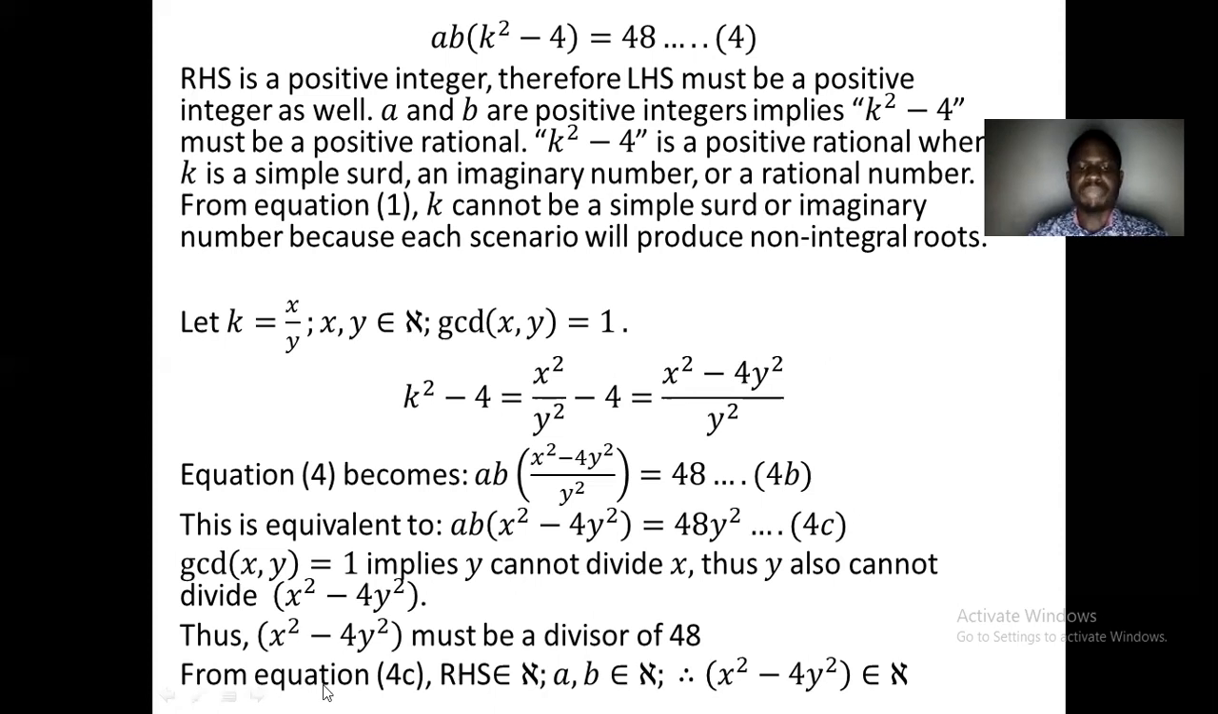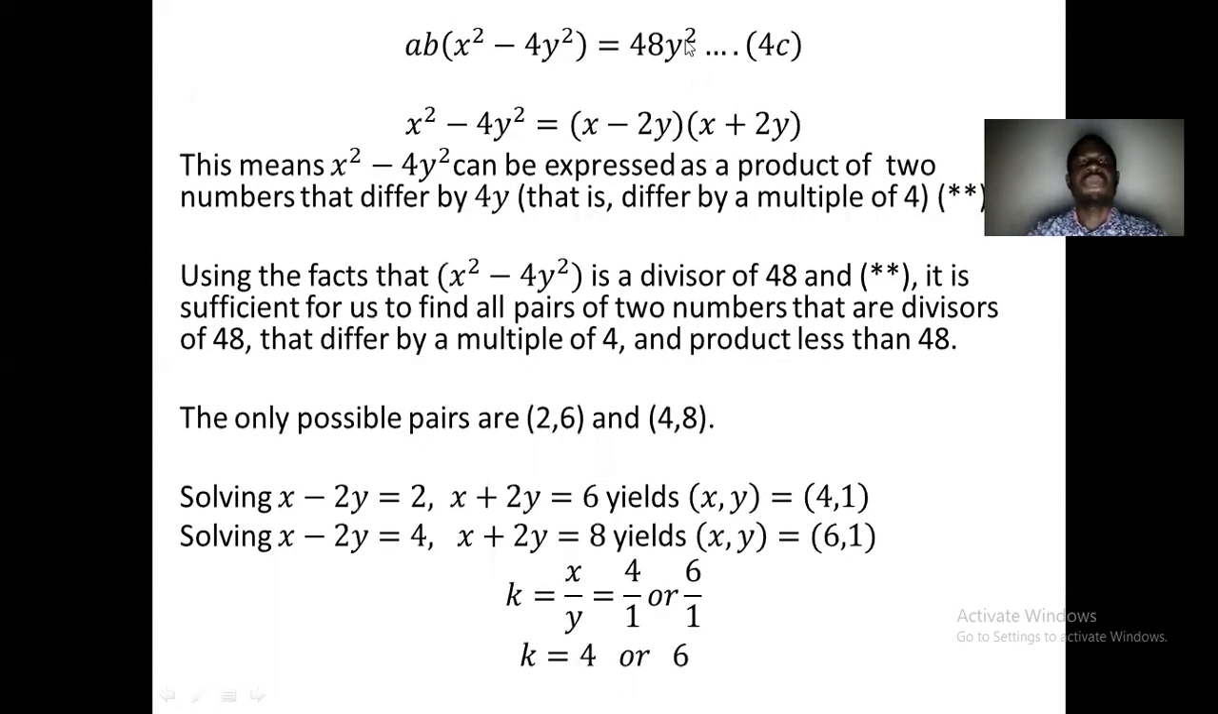Now, we've said that from equation 4c, the right-hand side is a natural number. a and b are natural numbers. So therefore, x squared minus 4y squared must also be a natural number. So two things: x squared minus 4y squared is a natural number and is a divisor of 48. So we have, okay, that's equation 4c.